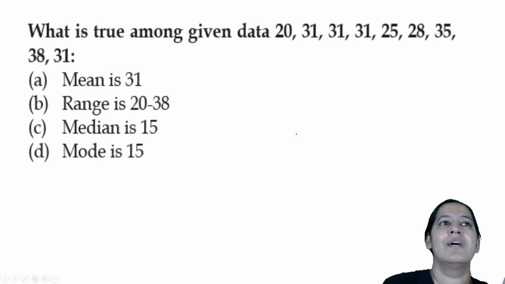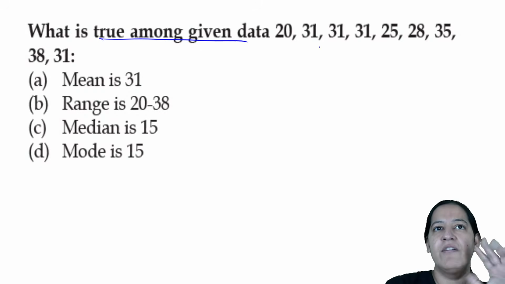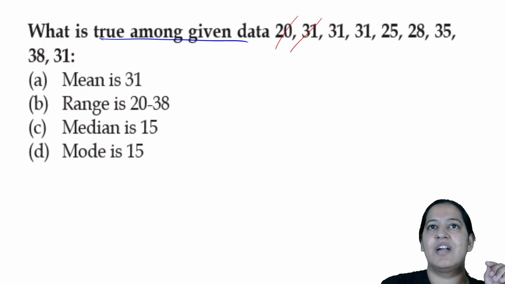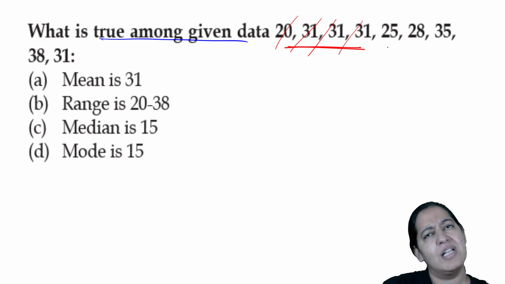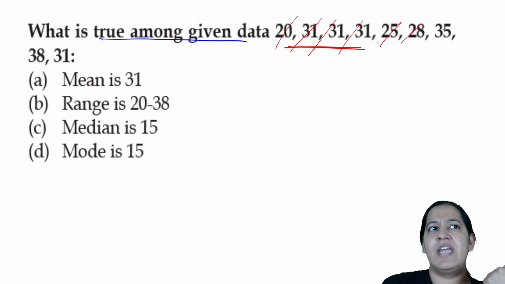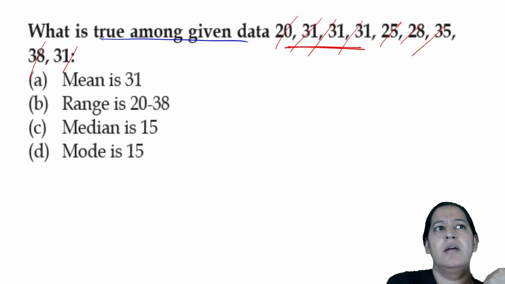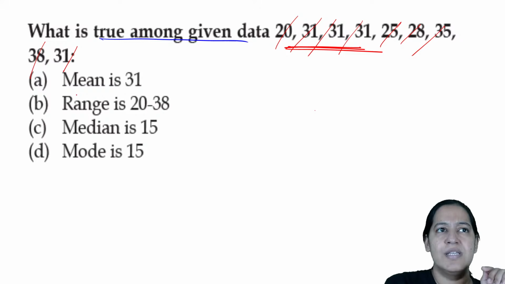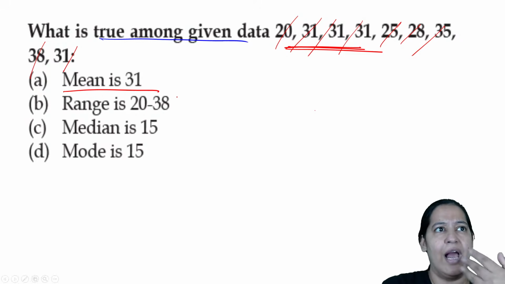This is the next question. Which is true among the following? I have given you a set of data. The set of data is in front of you. The values are 20, 31, 31, 31. 3 times 31. Always read it once. Quickly note it down: 25, 28, 35, 38, 31. Done. So it is already arranged in ascending order. 31 is there 3 times. So is the mean 31? I don't know. I have to calculate it.